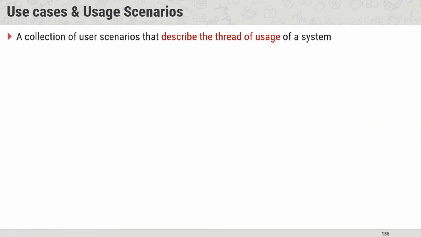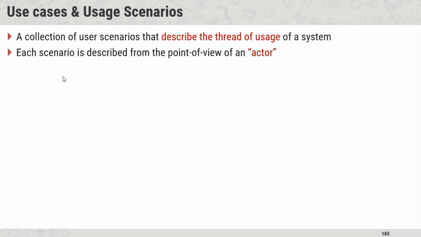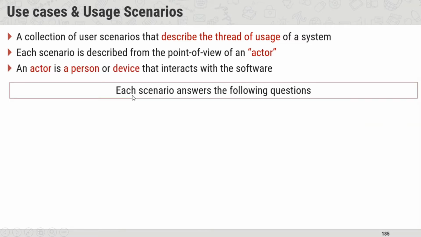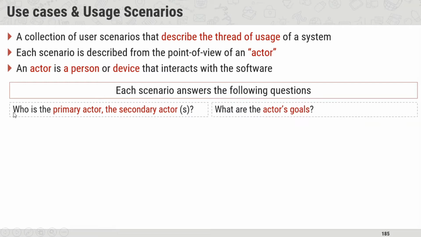Now the usage scenario, a collection of user scenarios that describe the uses of the system. Now each scenario is described from the point of view of an actor. An actor is a person or a device that interacts with the software. So what we will have in this scenario, each scenario answers the following question. So who is the primary actor and secondary actor? What is the actor's goal? What precondition should exist before the story begins?